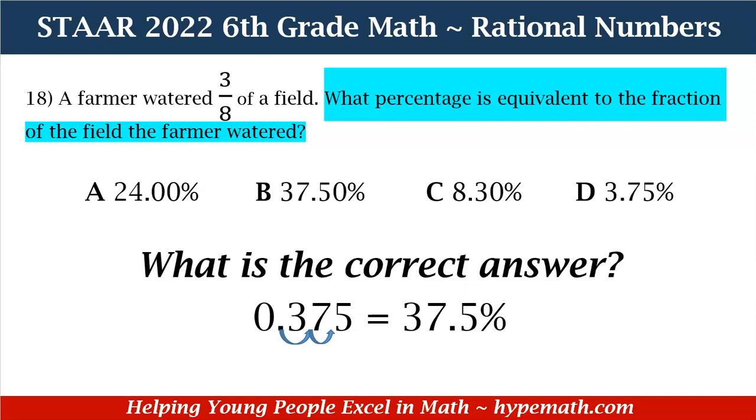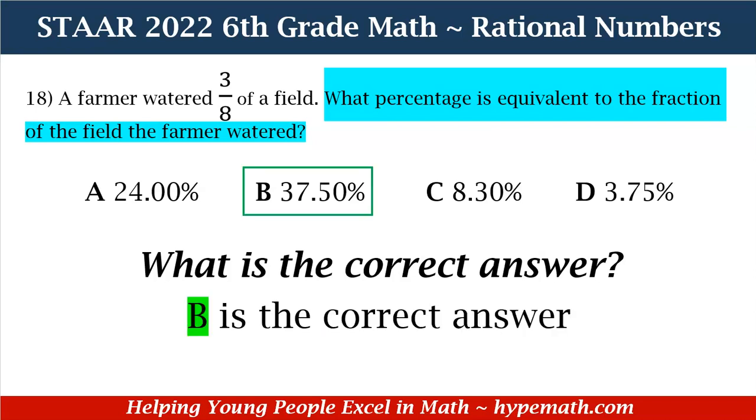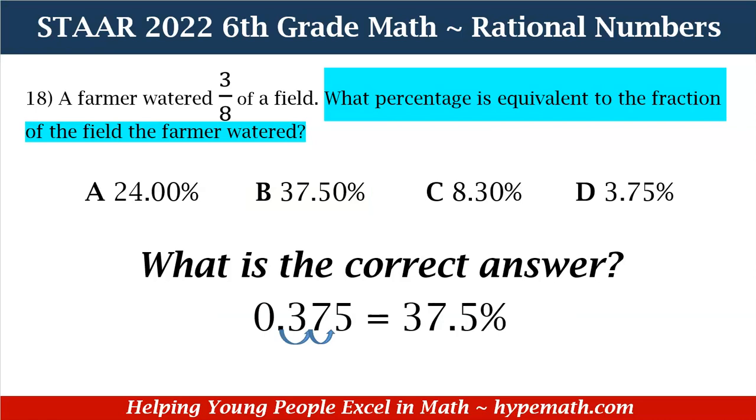And what is our correct answer? All we have to do is look at our answer choices to see which one is correct. Is it A, 24%, B, 37.5 or 37.50%, C, 8.30%, or D, 3.75%? It is B, 37.50%.